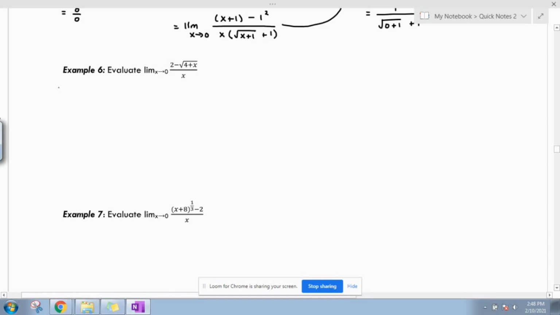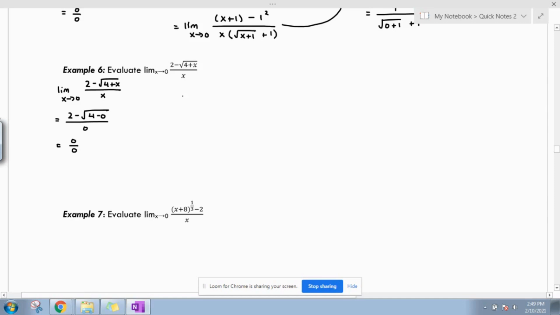So in this case, again, I'm going to do the limit as x approaches 0 of (2 minus the square root of 4 plus x) all over x. I'm going to do a direct substitution in here. I'm going to get 2 minus the square root of 4 minus 0 over 0. If you simplify, you actually get an indeterminate form. So that means we've got to do some work here.